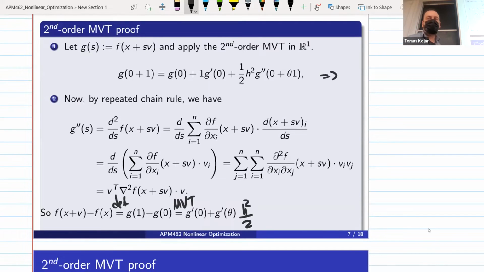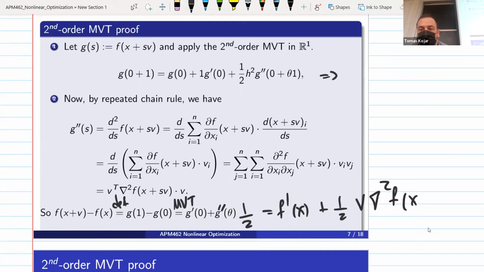Good. Oh, but I put h to be 1. All right, fine. So it's just 1/2. Let's put a half there. Okay, and then we just found, and this is g prime, my goodness. So g double prime theta is equal to this quadratic form. Okay, I'll fix this. So anyway, we have f prime x plus a half v f of x plus theta v.